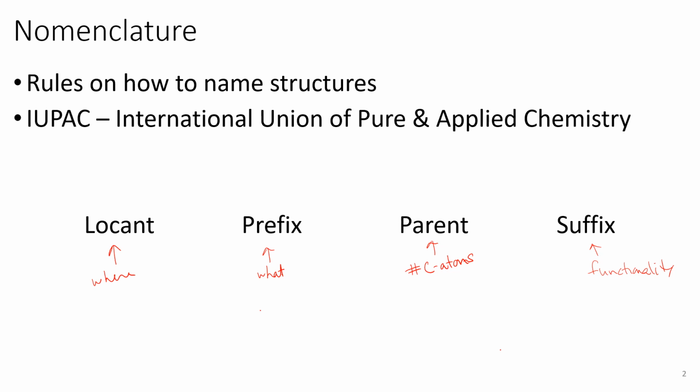So as we get ready to add on nomenclature rules, it's going to focus on all these different pieces and parts: the parent, the suffix, the prefix, and the locant, and how we put all that information together to describe the structure or the molecule for us.